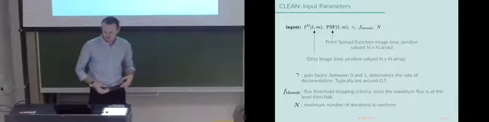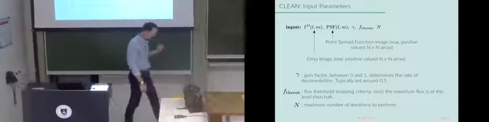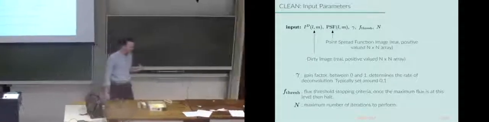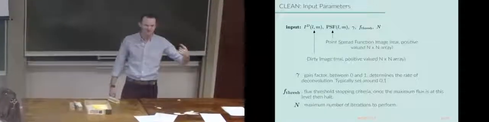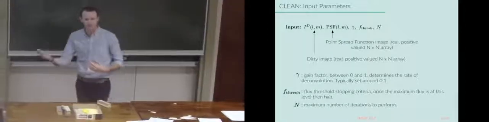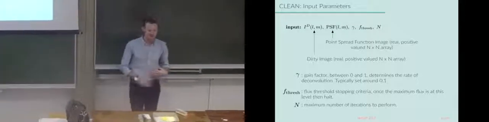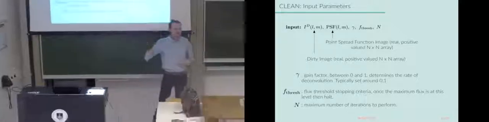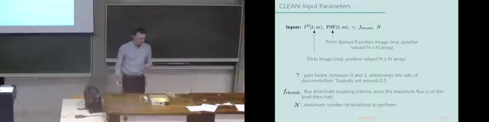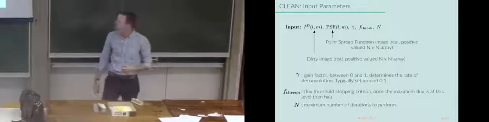And then we have our various kind of factors. So the gain factor, the gain has to be between 0 and 1. If it was minus, it would mean you're adding flux back in, which wouldn't make sense. If it was more than 1, you would be subtracting more than the total flux there. Typically, we do around 10% for the gain, 0.1. But this all depends on your application. It could be different.